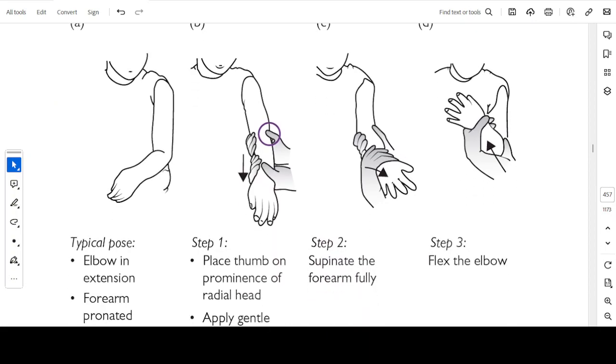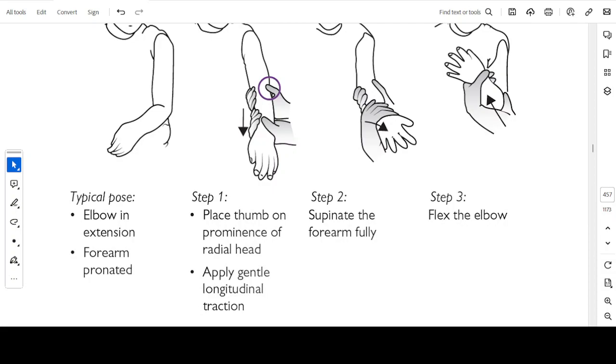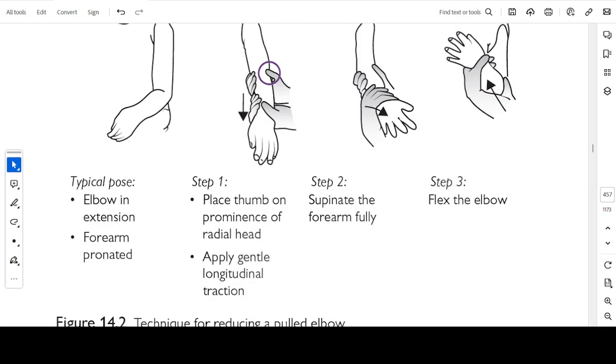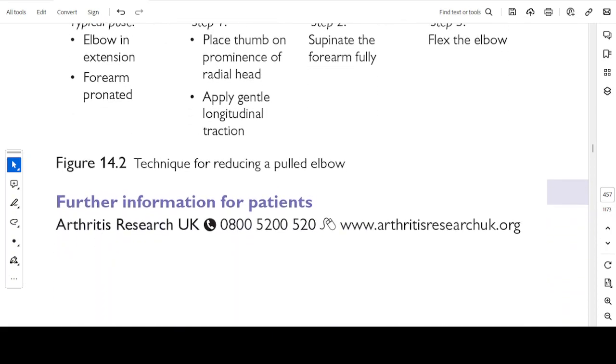So these are the steps in pulled elbow reduction. Typical pose: elbow extension and forearm pronated. Step 1. Place the thumb on the prominence of the radial head. Apply gentle longitudinal traction. 2. Supinate the forearm fully. 3. Flex the elbow. Technique for a pulled elbow.